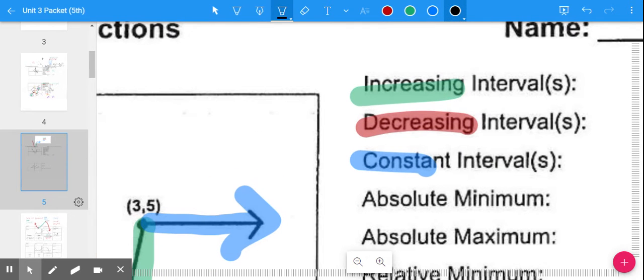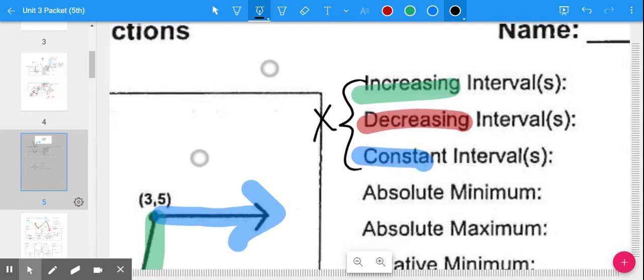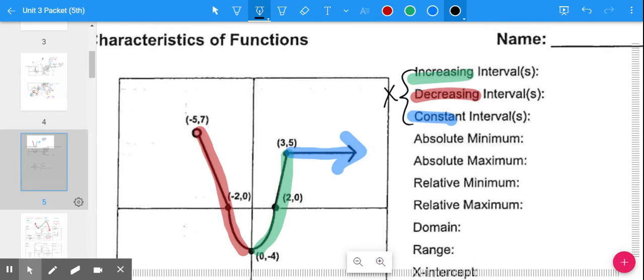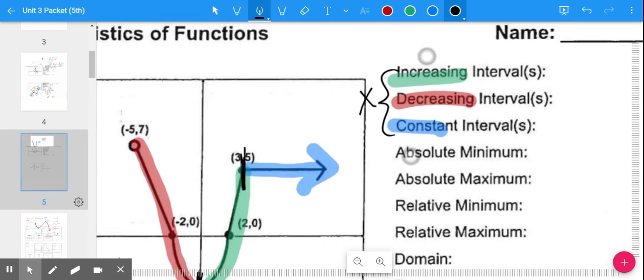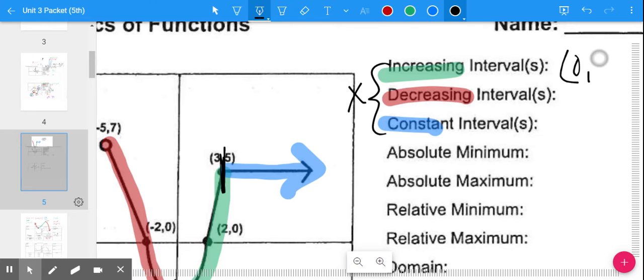So I'm going to go ahead and put that off to the side. These are the x values. So if I look at the x values when it starts increasing and when it stops increasing, it starts increasing right here, it stops increasing right here. The x values in those two ordered pairs are 0 and 3.